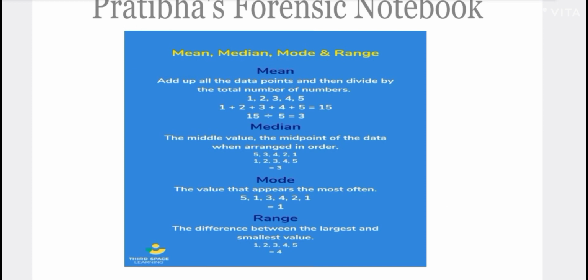Okay guys, then next is mean, median, mode and range. So mean is when you add up all the data points and then divide by the total number of data points, as you can see here, like 1 2 3 4 5. So first you will add these numbers and then divide by the total numbers. Total numbers are 5, so you will divide this 15 by 5, then the mean will be 3.